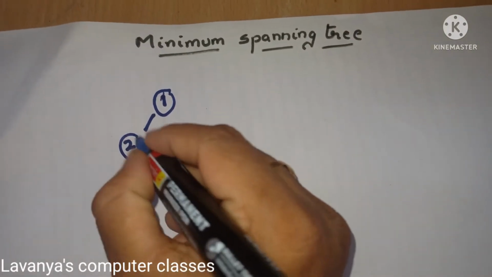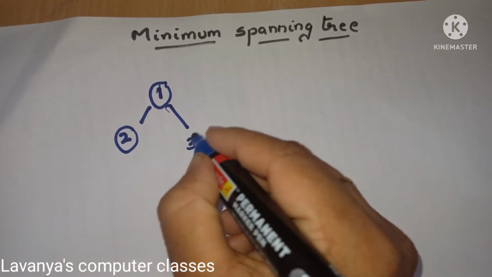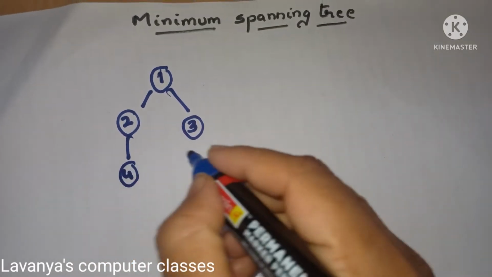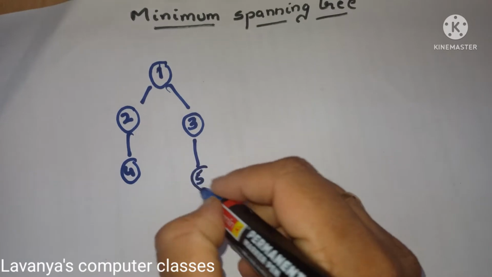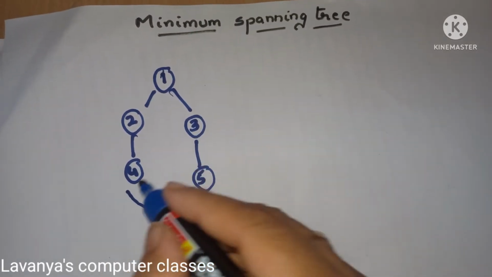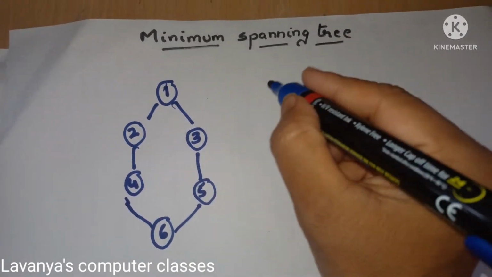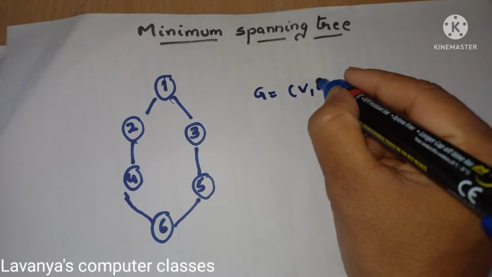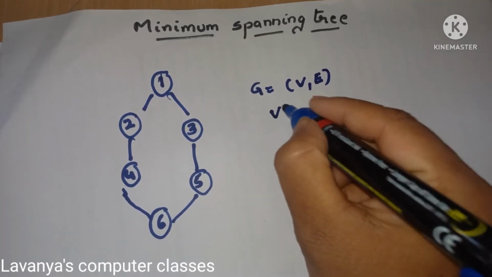This is a graph. 1, 2, 3, 4, 5, 6. This is a graph. So, what is a graph first? Graph is represented with the letter G. G equal to V comma E. That means number of vertices comma number of edges.